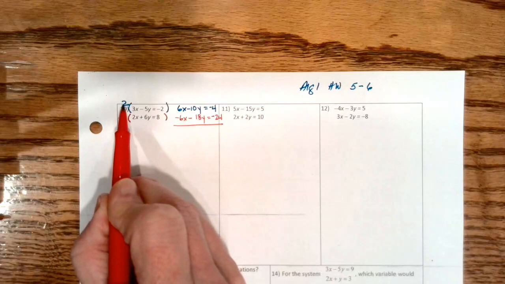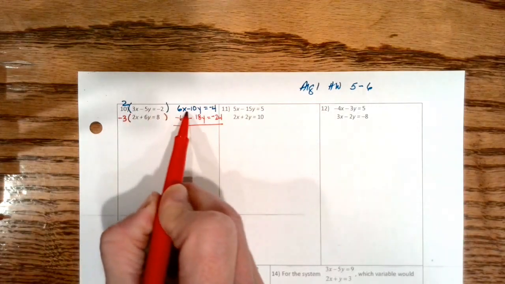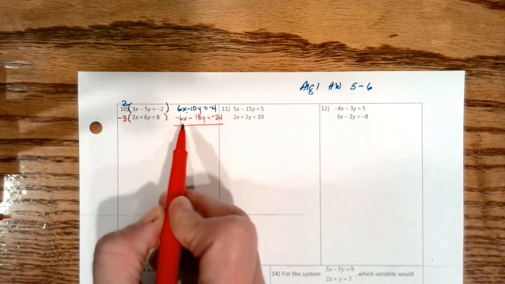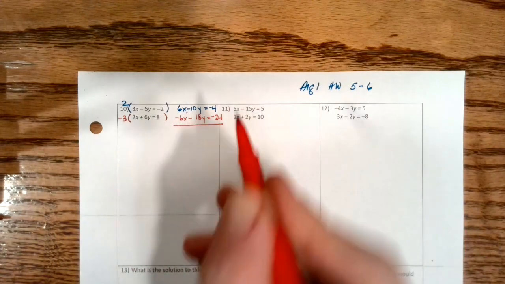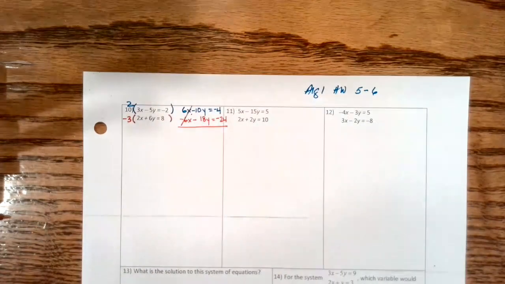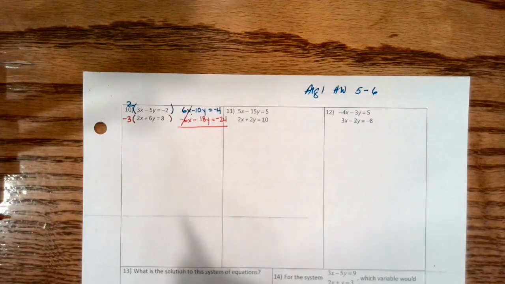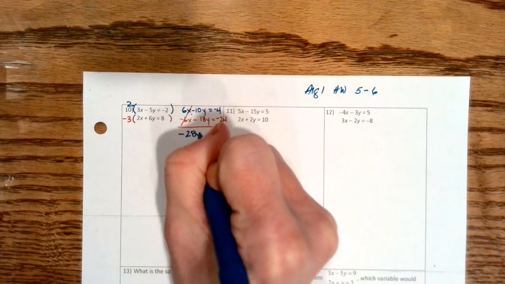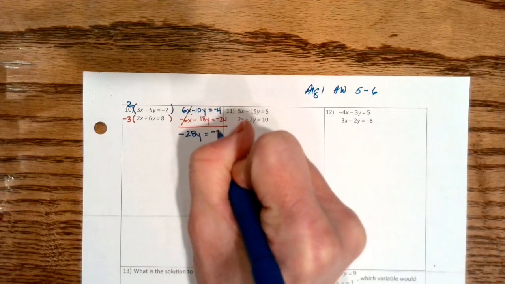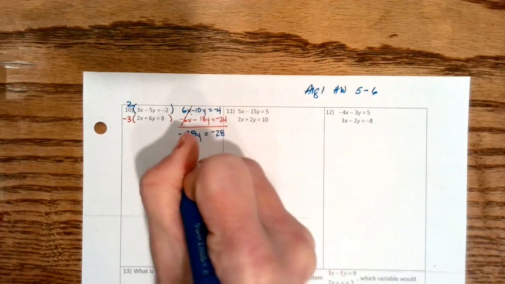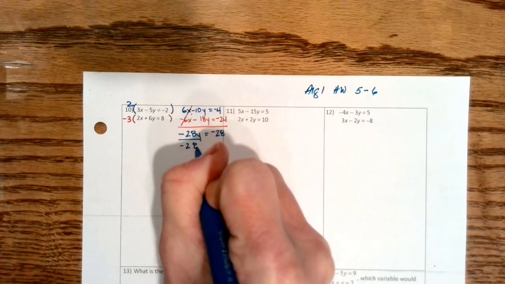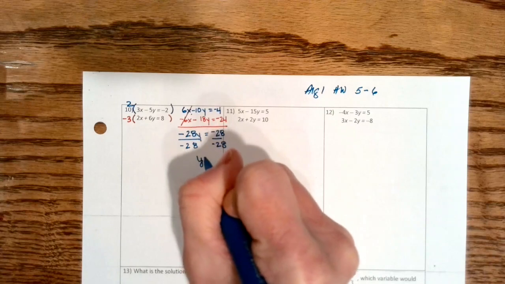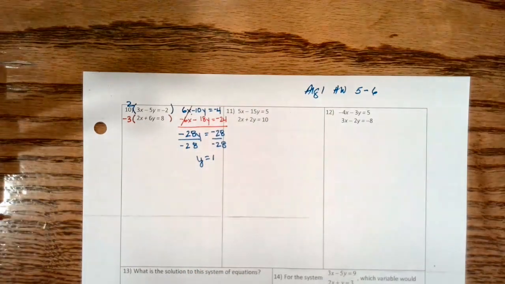So by multiplying this by 2, I have a coefficient of 6. By multiplying this by -3, I have a coefficient of -6. That gives me my zero pair that cancels out. So then I have -28 y's are equal to -28. Divide by -28, that's very convenient. Y is equal to 1.